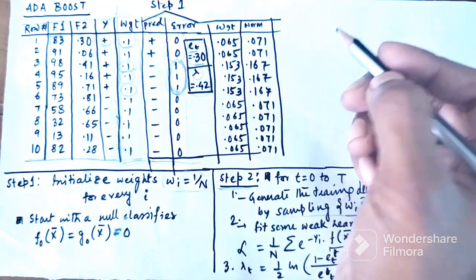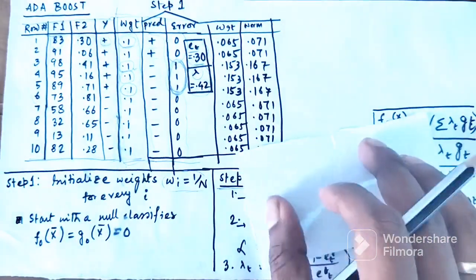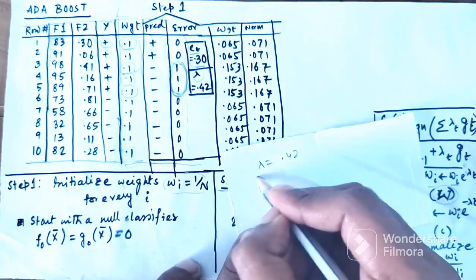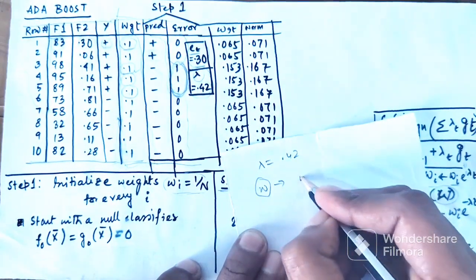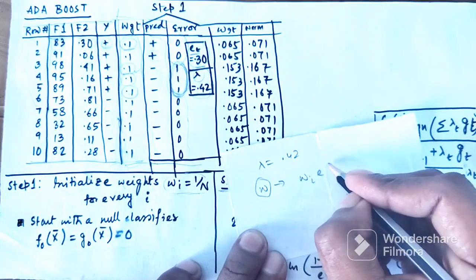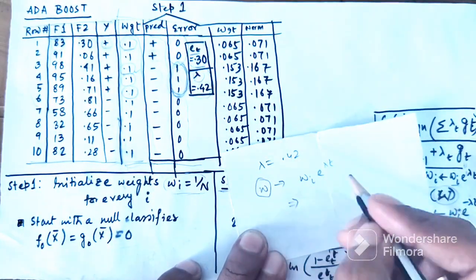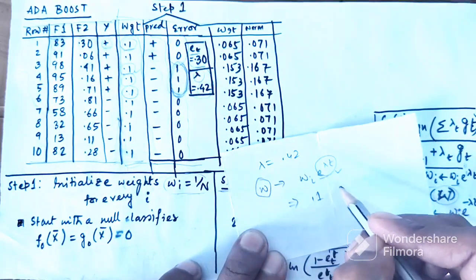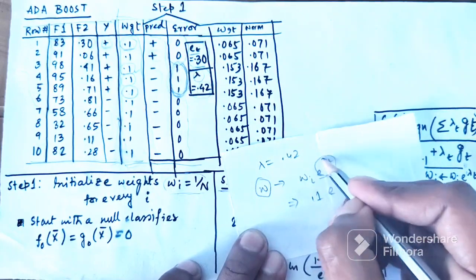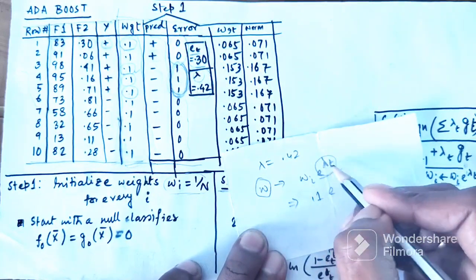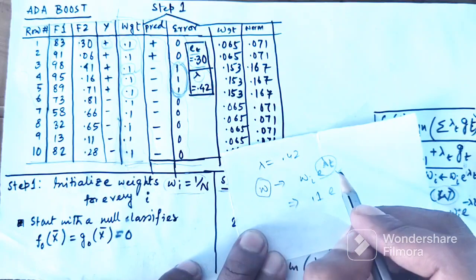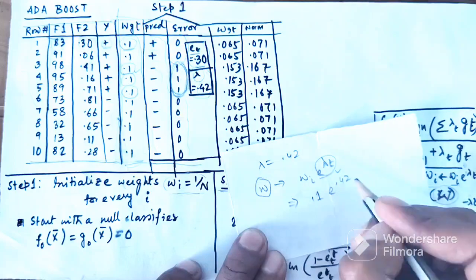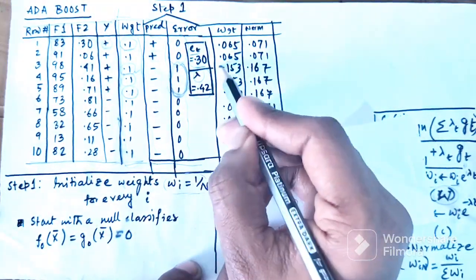For the strong learners, what will happen? Let us suppose for the strong learners you have the lambda, that is 0.42. For the weak learners, what will happen? Wi times e to the power lambda t, correct? So wi is your previous w, this one, and e to the power lambda t. What is e to the power lambda t? Don't confuse about this t, it is the tth step, not something multiplied. That is basically the tth step. Okay, so e to the power 0.42. So from here you can compute this, that is your 0.153.